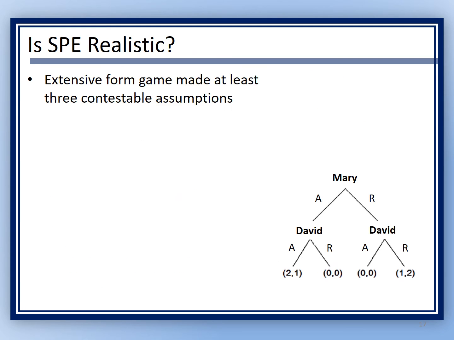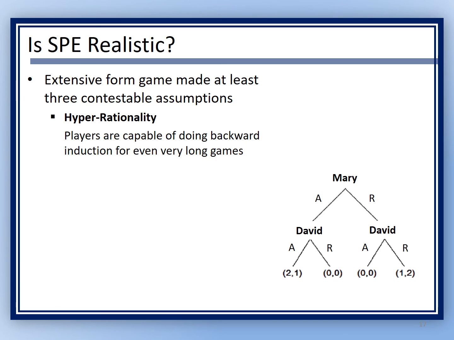Now, before we go to the next exercise, let's think about whether this is realistic. The extensive form game made at least three contestable assumptions. One is the ability to make predictions, hyper-rationality. Players are capable of doing backward induction for very long games. So the players are assumed to be able to predict well ahead into the future. Do you think that's realistic?